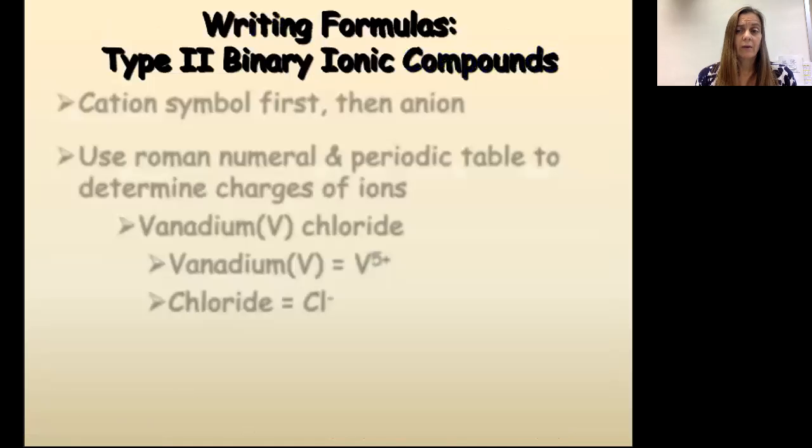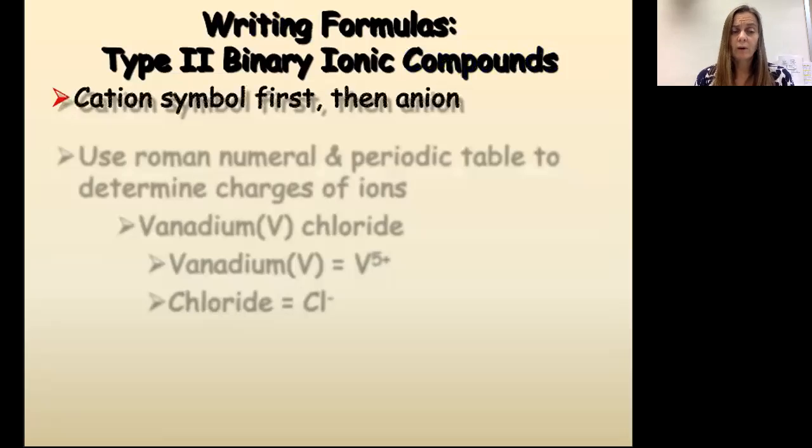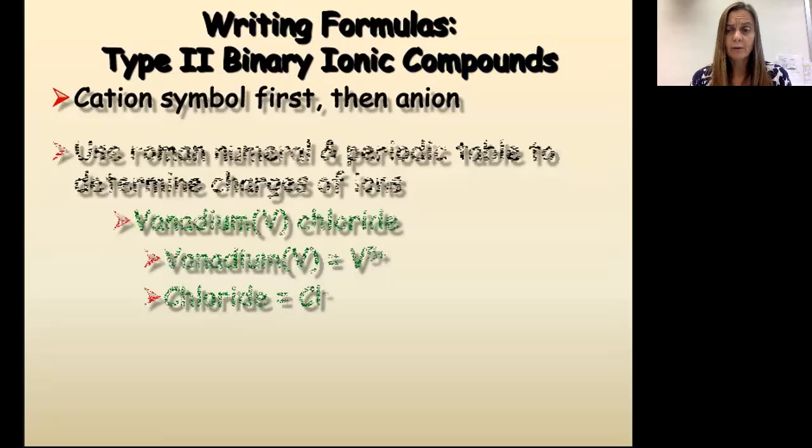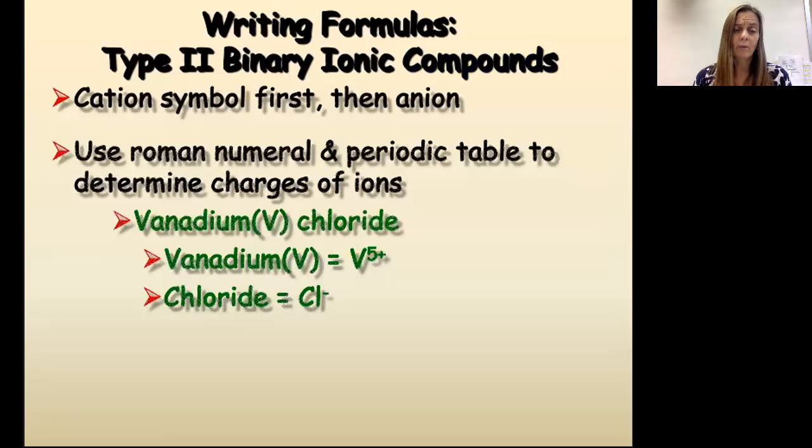All right, what if we need to write a formula? So now we're given the name and we want to write the formula. So we've been writing names from formulas. Now we want to write formulas from names. So we're going to write the cation symbol first and then the anion. And we're going to use the Roman numeral in the name to determine what the charge of the metal is. And we're going to use the periodic table to determine what the charge of the anion is.